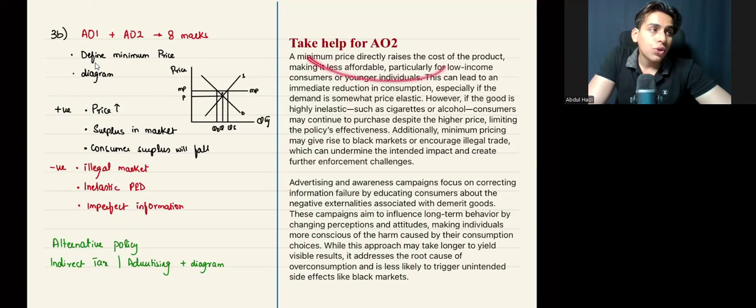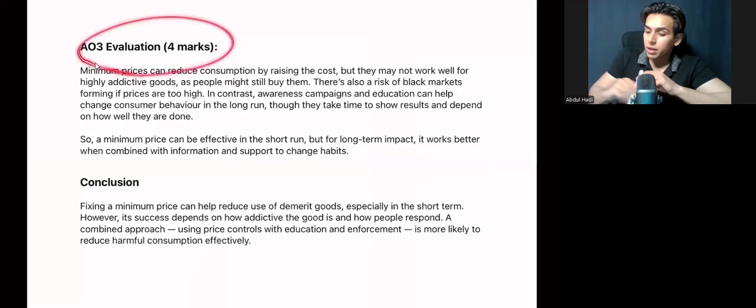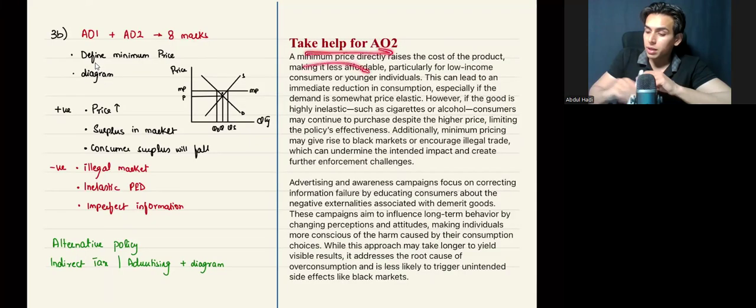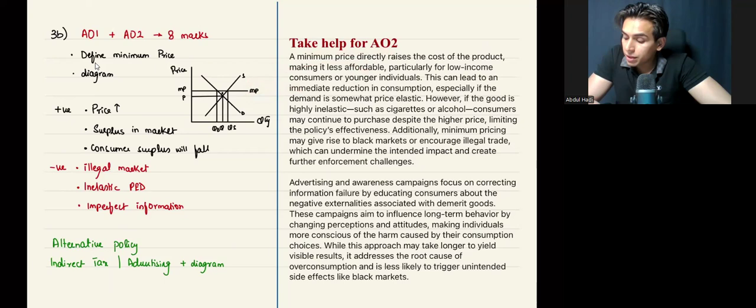You will compare them here, sorry, here in evaluation. All right. So you can take help. These are the pointers that you can use in your answer. Now you have to write about alternative policy. I would have written about advertisement if I was there in this exam, because advertisement is comparatively easy, and it highlights the root cause for the problem of demerit good.